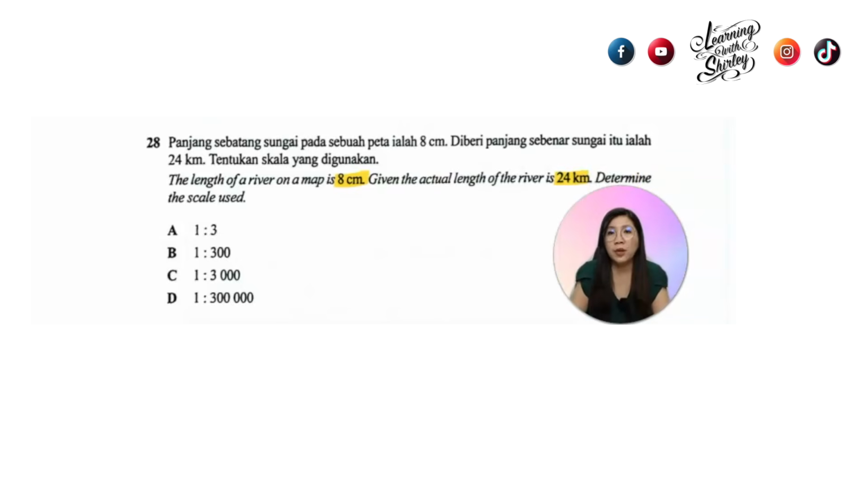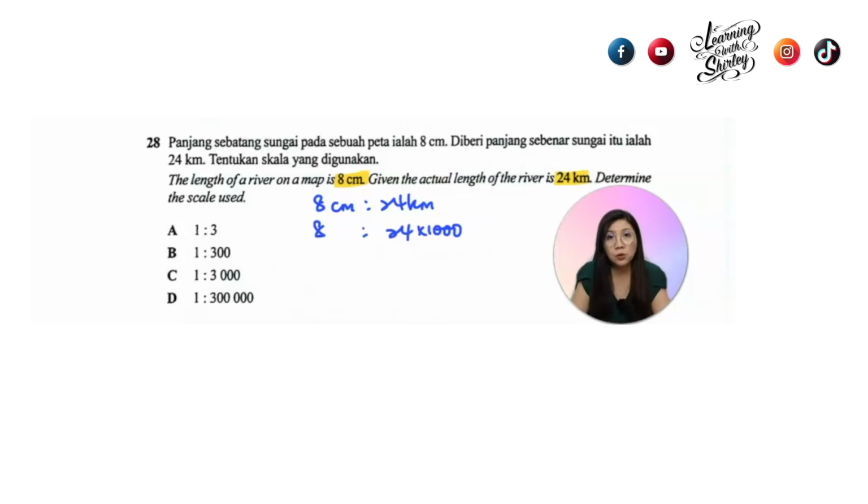So to change to cm, km have to change to meter first and then change to cm. Okay, so I'm going to show the working. So 8 cm to 24 km. This 24 km I'm going to change to cm. So 24, change to meter first. Change to meter is you times 1000, because 1 kilometer is equals to 1000 meters.